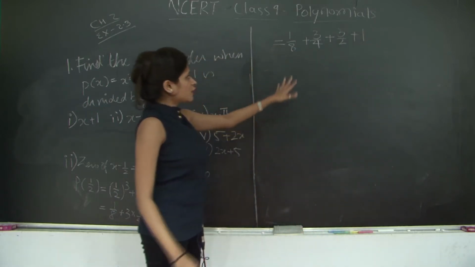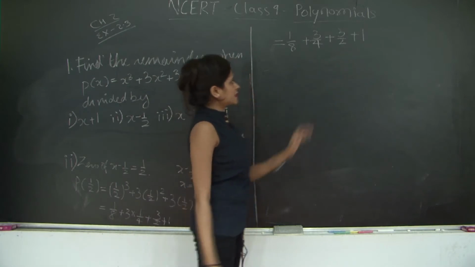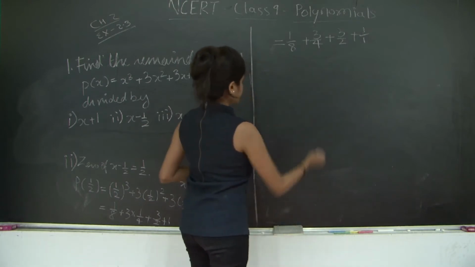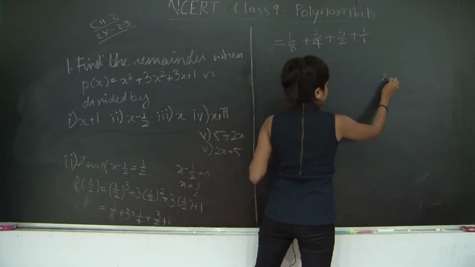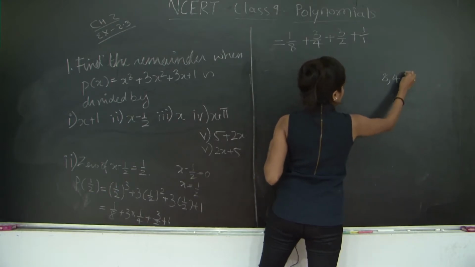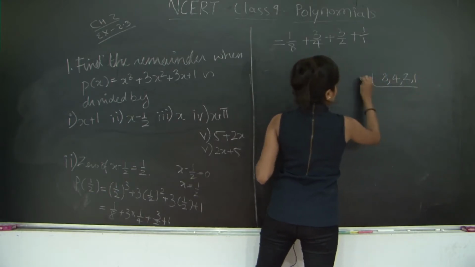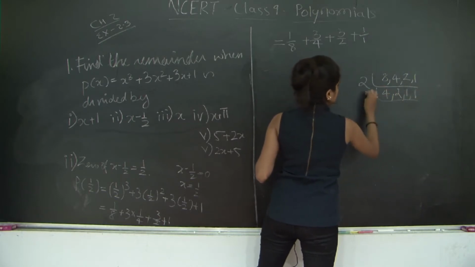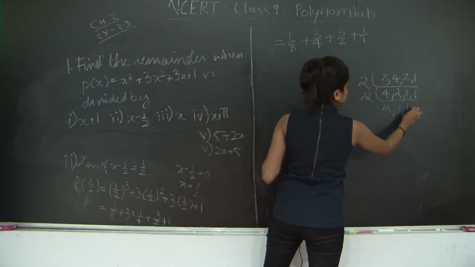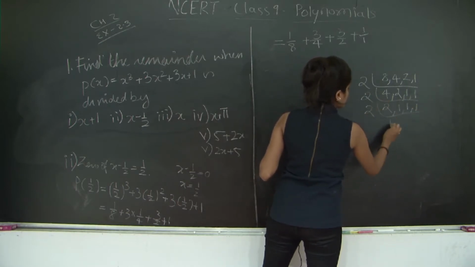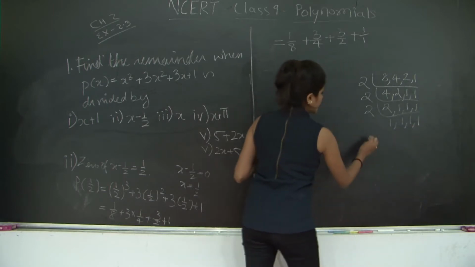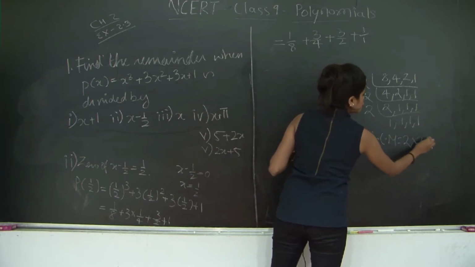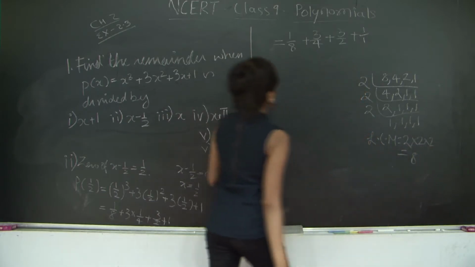Now this looks difficult, but it's not very difficult. What you have to do is go ahead and take the LCM. 1 is nothing but 1 upon 1. So taking the LCM of 8, 4, 2 and 1: 2 4s are 8, 2 2s are 4, 2 1s are 2, 1. 2 2s are 4, 2 1s are 2, 1. 2 1s are 2. So the LCM is 2 into 2 into 2, which is equal to 8. Okay.